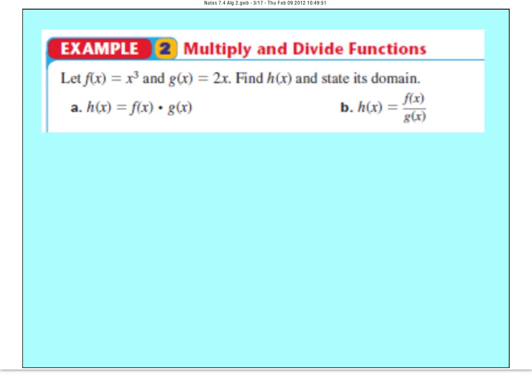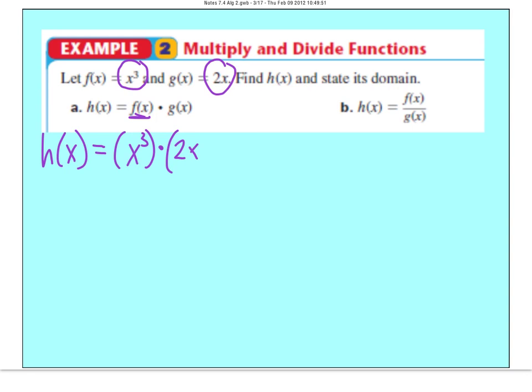Continuing on, they've switched the functions on us again. F of x this time is x cubed. G of x is 2x. Let's do the multiplication. H of x then is just another name for the final answer. It's just a label. They want us to take f of x. I'm going to substitute this because it's x cubed. Put it in parentheses, and I times it by g of x, which is just 2x.